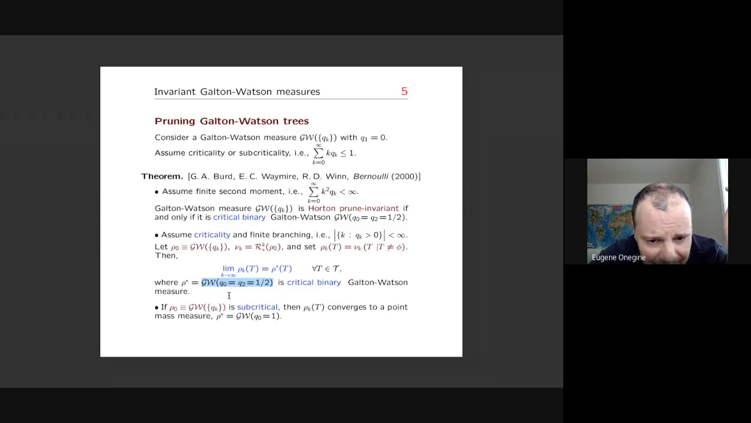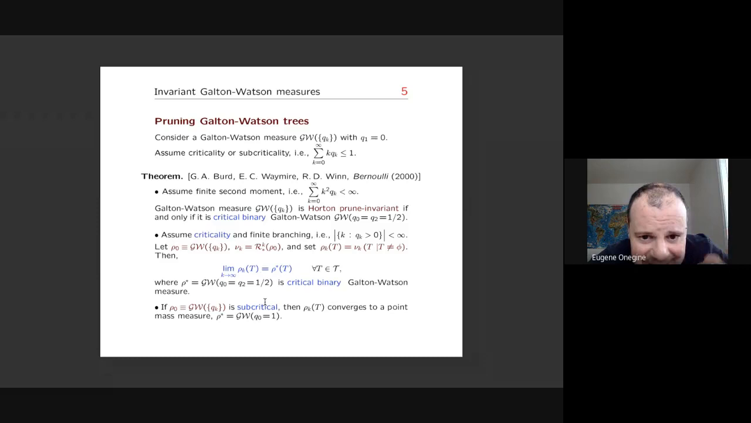And finally, they completely resolve the subcritical case. If the measure you started with was subcritical and you start pruning on and on and on, then there is only one attractor, and that attractor will be the measure which produces one edge. So a root vertex and one child which yields no offsprings because Q0 is equal to 1. So if you start with a whole forest of trees induced by that subcritical measure and you start pruning them, then in the limit you will only be getting trees that consist of just one edge, and no empty trees. All right, but you don't count empty trees.